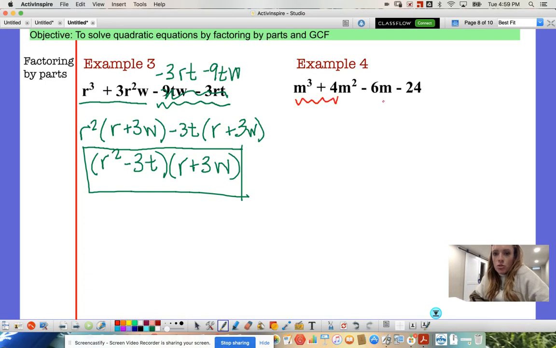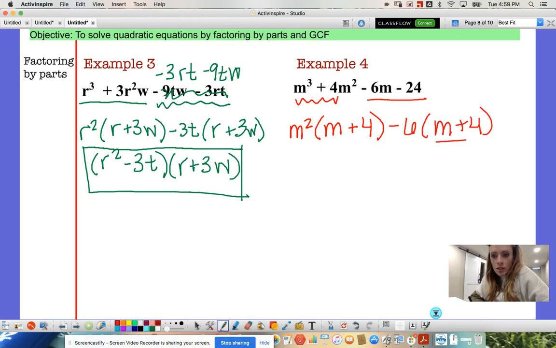Again, first two and second two, pause me if you need to. We're going to take out an m squared, and we have m plus 4. And then we're going to take out a negative 6, and then we'll have m plus 4. So because these are like terms, I can combine my m squared minus 6, and I can have m plus 4.